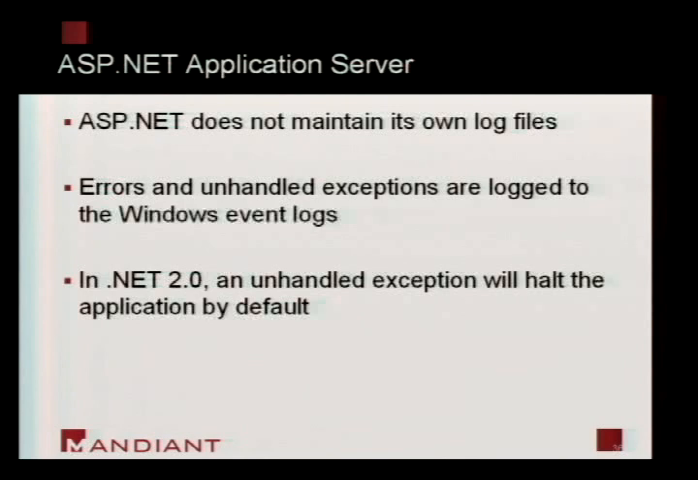So ASP.NET is of course the most common one. It doesn't have its own log files, where it'll basically throw stuff into the Windows event logs. And one of the interesting things is that .NET 2.0 will actually halt the application if there's an exception that's not handled. So that's a good thing, I guess, in the sense that when you're in QA, it's good to detect those bugs early rather than try to muddle on through it. But of course, it is a potential denial of service in that sense. It'll restart the application, but it just takes a while.